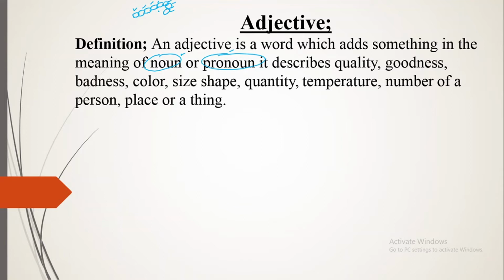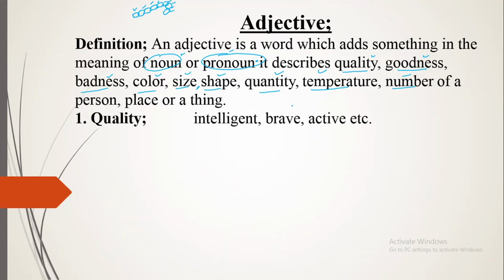An adjective is a word which adds something in the meaning of noun and pronoun. That is the first part of the definition. Now the second part of the definition: it describes. It has something in the meaning of noun and pronoun. It describes quality, goodness, badness, color, size, shape, quantity, temperature, number of a person, place, or a thing.